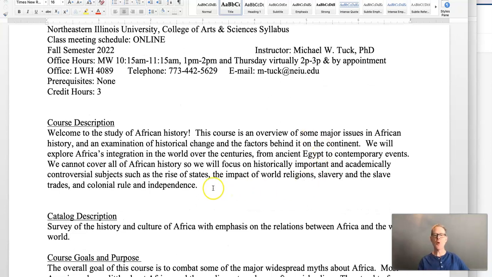Okay, a little bit about this course. This is an overview of African history. We're going to start pretty much from the beginning and go all the way through to 2022, hopefully. Because of that, we are not going to be getting too detailed about any one topic because it's going to be big picture kind of stuff.